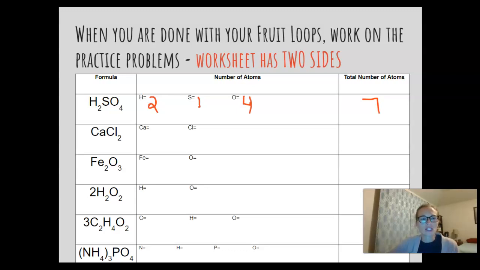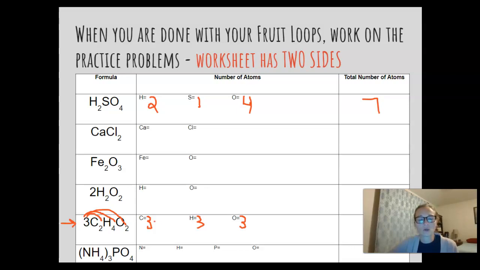Okay, let's actually skip down to this one, 3C2H4O2, because we do have a coefficient here. I want to make sure that you know what to do with that. Okay, we're going to distribute the 3 out into each element. So I'm going to write my 3 next to all of my elements that I have. I have C, H, and O. So I need a 3 here, a 3 here, and a 3 here. It is going to have to be multiplied by the subscript. Remember, big number times little number, big number times little number, big number times little number.